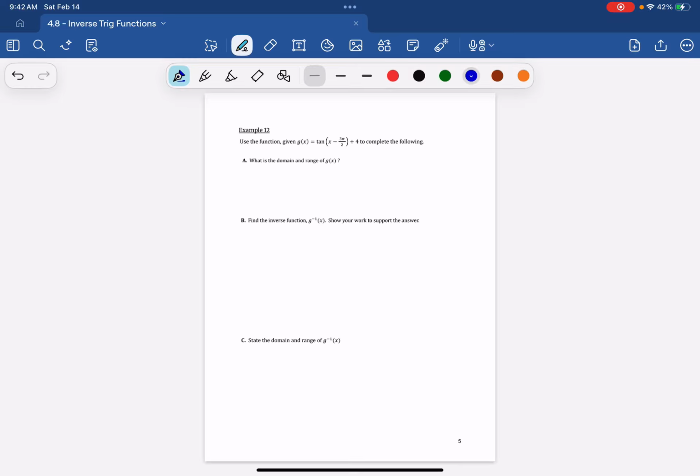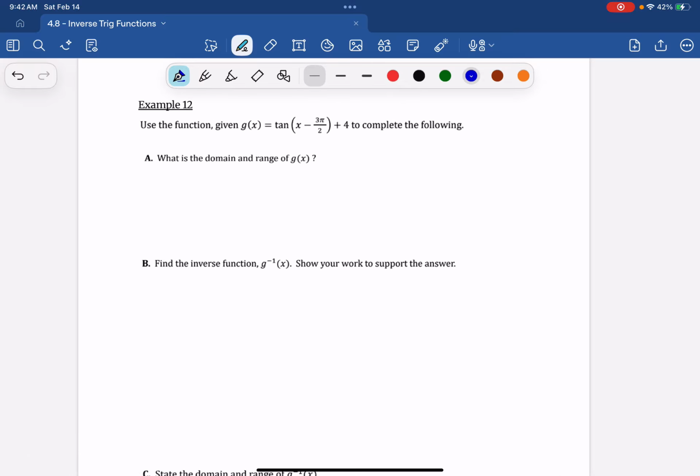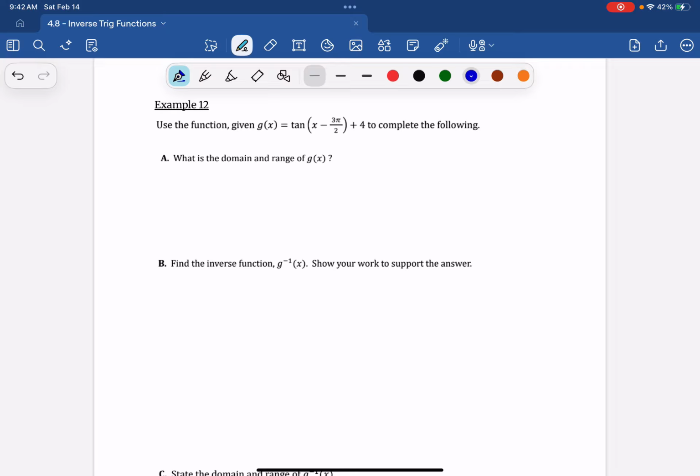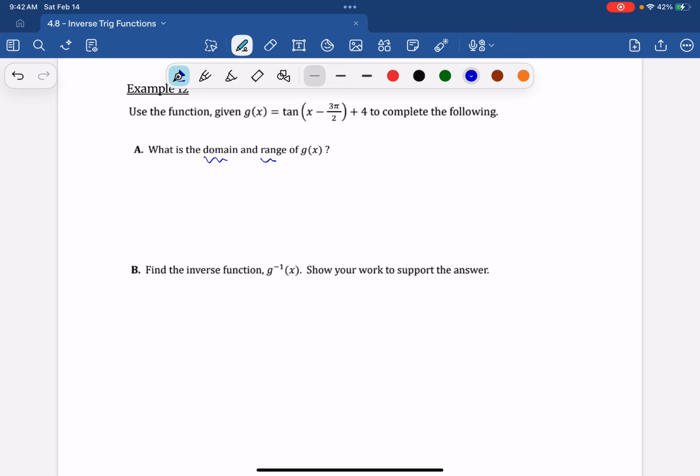All right, guys, so in this video, we're going to be finishing up lesson 4.8. So we're going to be looking at the last few examples from the notes, starting with example number 12 on page 5. So we have this tangent function, g of x. And in the first part, we want to figure out the domain and the range of g.